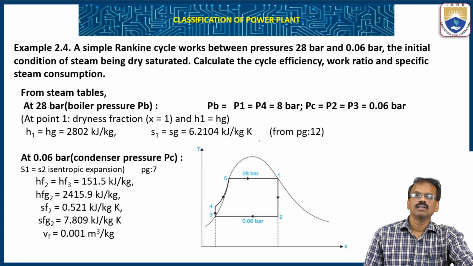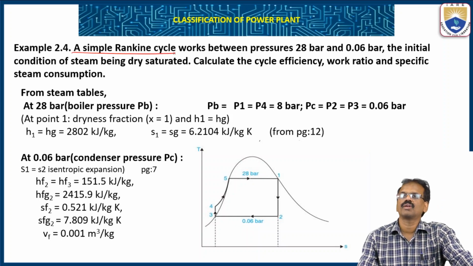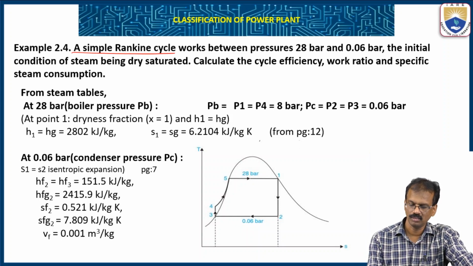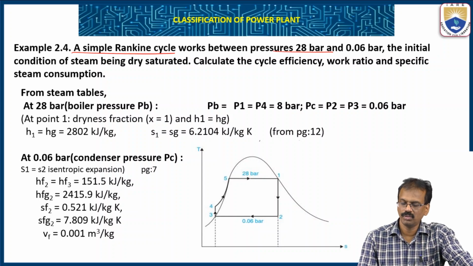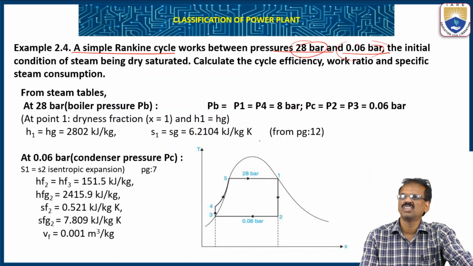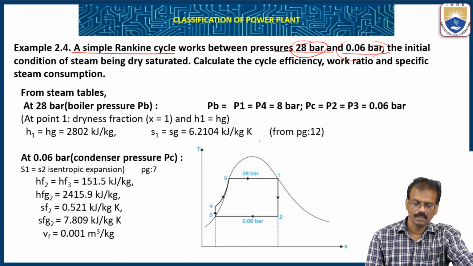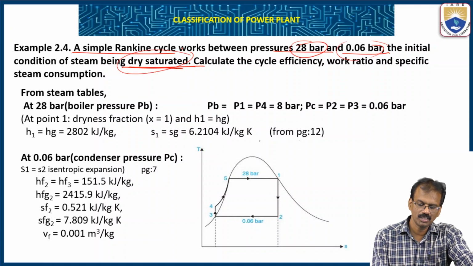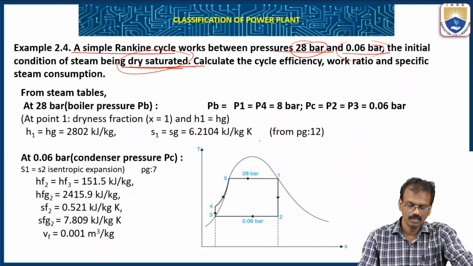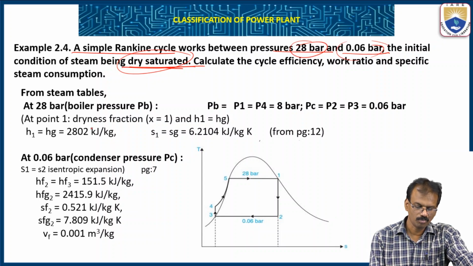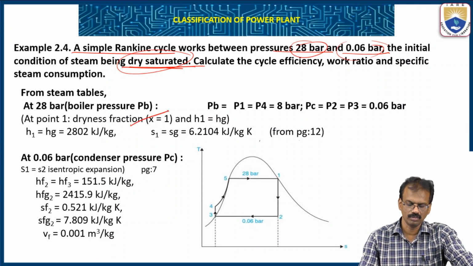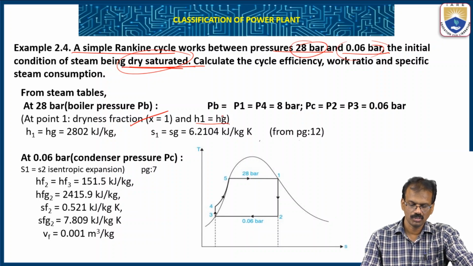So this is the example. A simple Rankine cycle works between two pressures given here. One is 28 bar and the other is 0.06 bar. One is related to boiling conditions, another one is related to condensation conditions. The initial condition of the steam is dry and saturated. This is very important. It means the dryness fraction x1 is equal to 1, so the enthalpy h1 is equal to hg. Based upon this, we'll proceed.